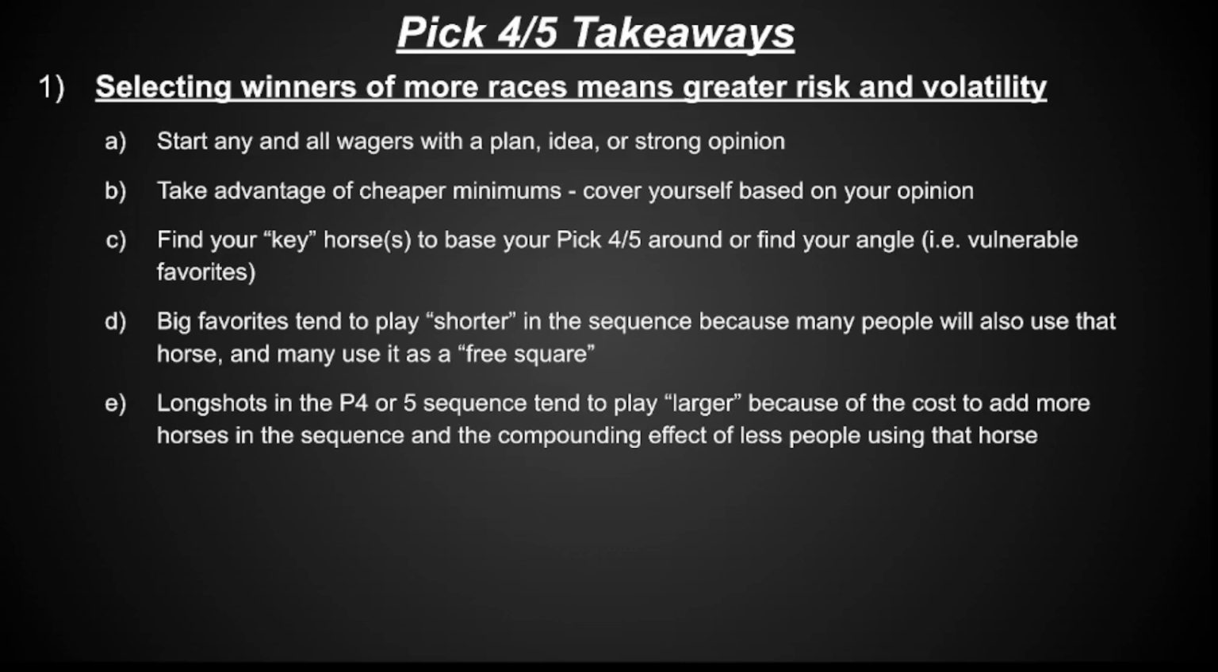Long shots in the pick 4 or pick 5 sequence tend to play larger because of the cost to add more horses in the sequence and the compounding effect of fewer people using that horse. So when people put out their pick 5 ticket, they look at it, they tend to like it. They're probably not going to go back and add on a 20 to 1 morning line horse, just because it's going to add cost to their ticket.